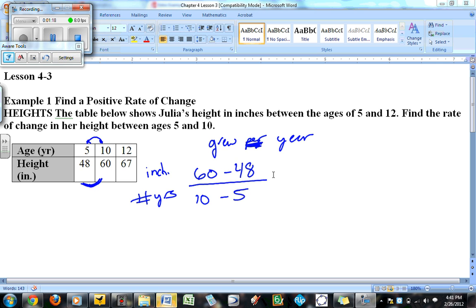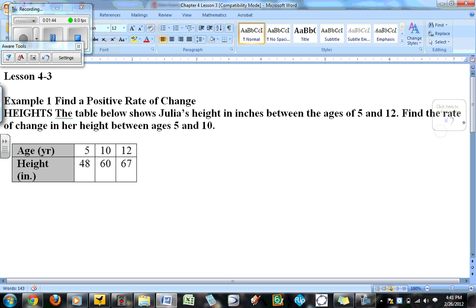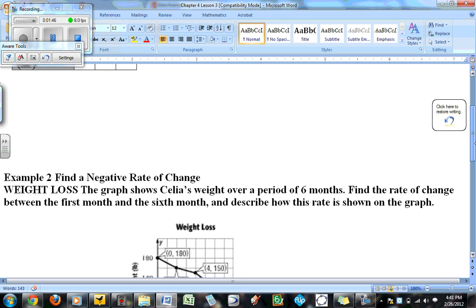If we subtract those two, we get 12. We get 12 inches divided by 5 years. If we actually divide that out, 12 divided by 5, she grew an average of 2.4 inches per year. So that's her average rate of change, and that completely answers the question they were looking for. That's their rate of change between 5 and 10.